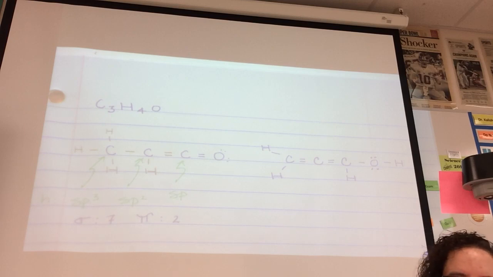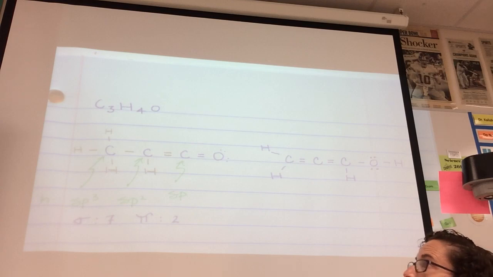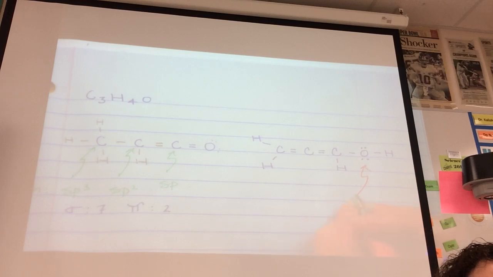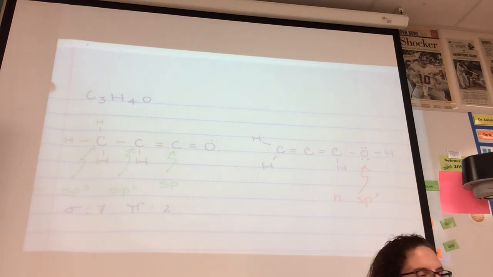And the sigma pi on this will be the same, but the one I definitely want to make note of is this one for hybridization. What's the hybridization there? sp3 also. 4 electron groups, 1 and 3 is 4.